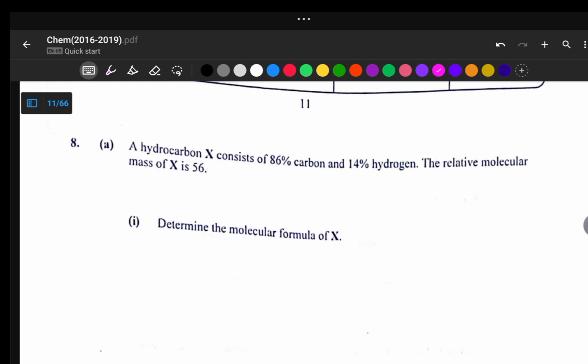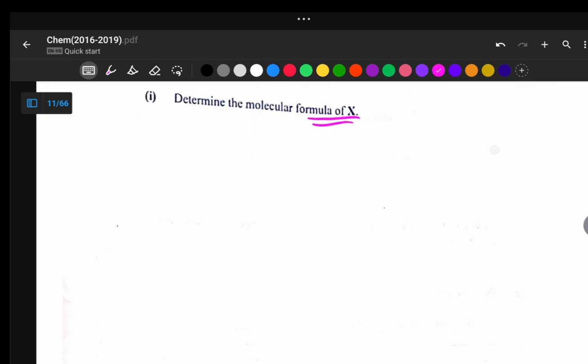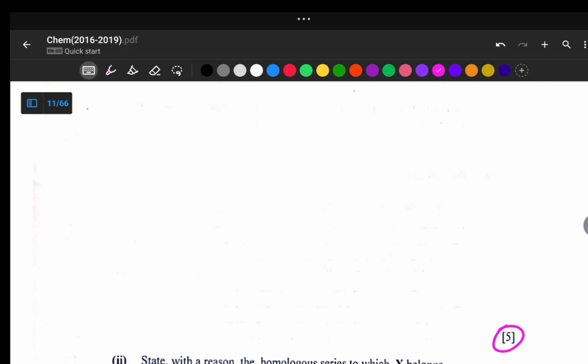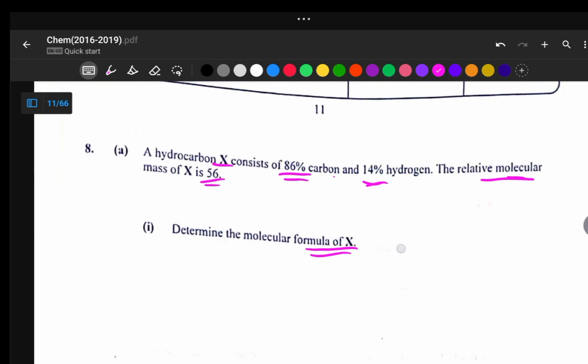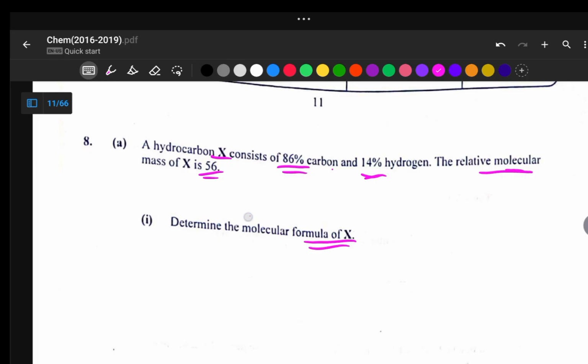So number 8 says a hydrocarbon X consists of 86% carbon and 14% hydrogen, and the relative molecular mass of X is 56, right? So we are required to deduce the molecular formula of X. This is awarded 5 marks. So first we need to deduce the empirical formula. We defined molecular formula as the multiple of the empirical formula. Empirical formula is defined as the simplest whole number ratio of atoms present within a compound, right?